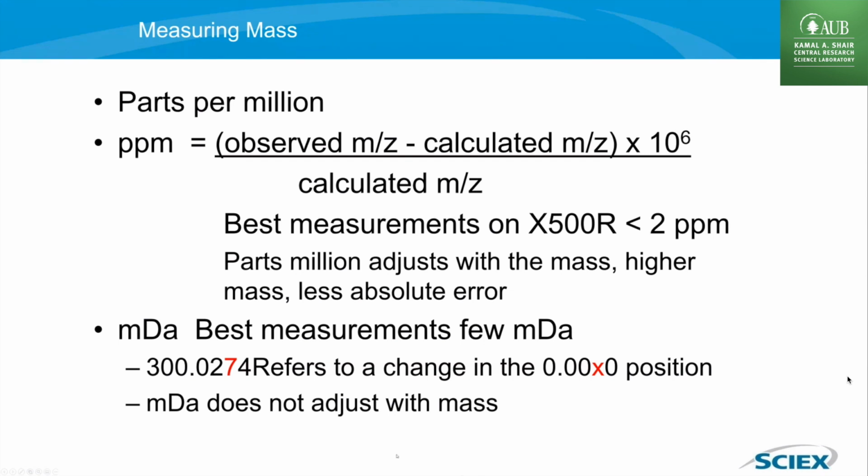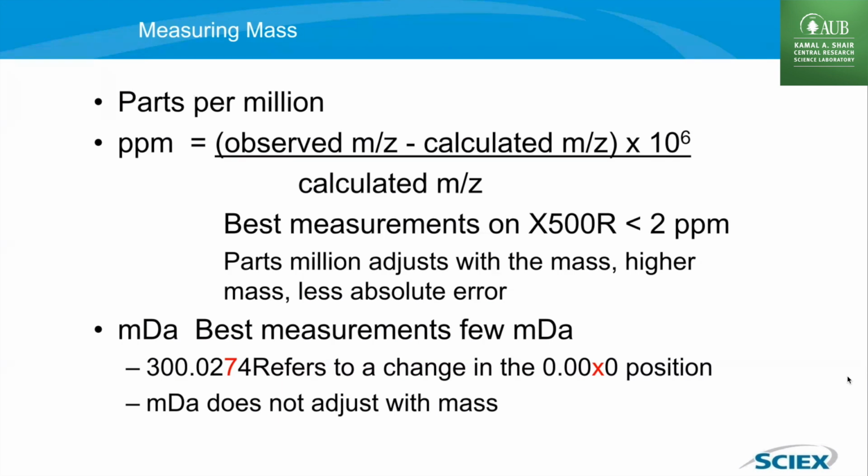Now millidaltons is easy. Millidaltons is just the position of the decimal. So this is the millidalton position, the 7, the decimal. Right, so that's 1,000 thousandths of a Dalton, and it just refers to how much you are off in that position. So you would just subtract the 2 in that position and multiply by 1,000. So it doesn't adjust with mass; it's a fixed difference of the decimal.